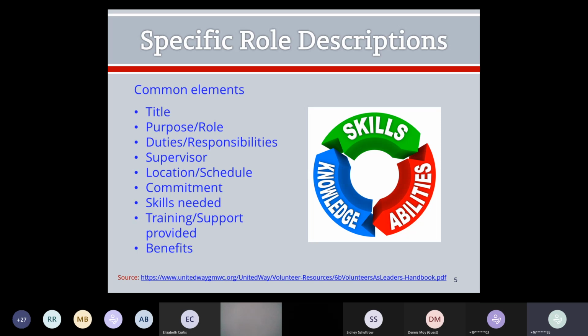So my point is, if you're looking for a board, for example, or you're looking for a fundraising event, you really need to look for someone with fundraising experience or fiscal management, event planning, something like that.